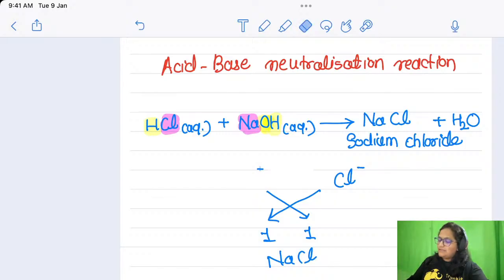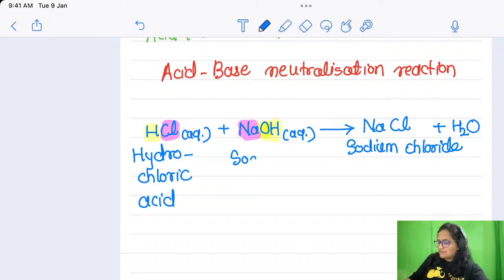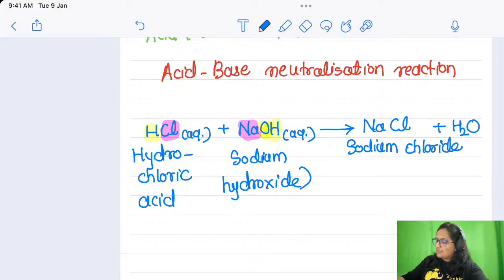Then I will also write down the names of the acid and base. The name of the acid is hydrochloric acid or hydrogen chloride, and the base is sodium hydroxide. The salt produced here is water soluble, therefore I put aq here. aq stands for aqueous solution, and for water I will write l. So this is the first example for acid-base neutralization.